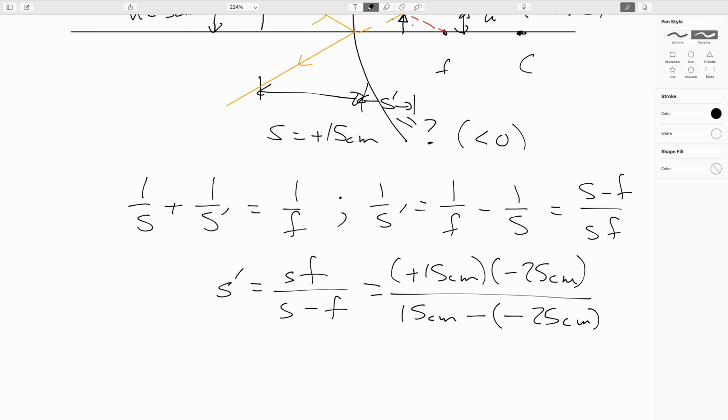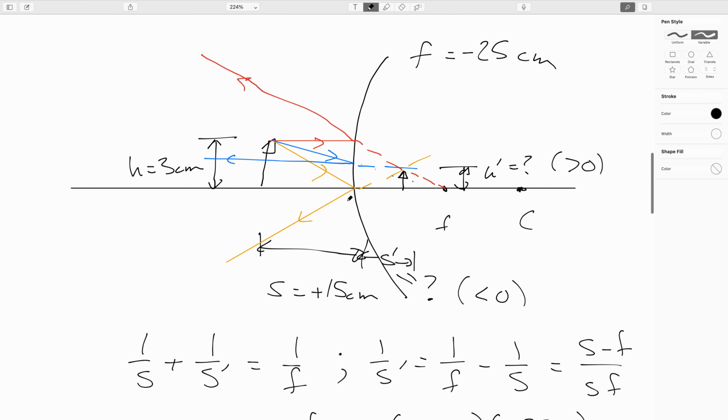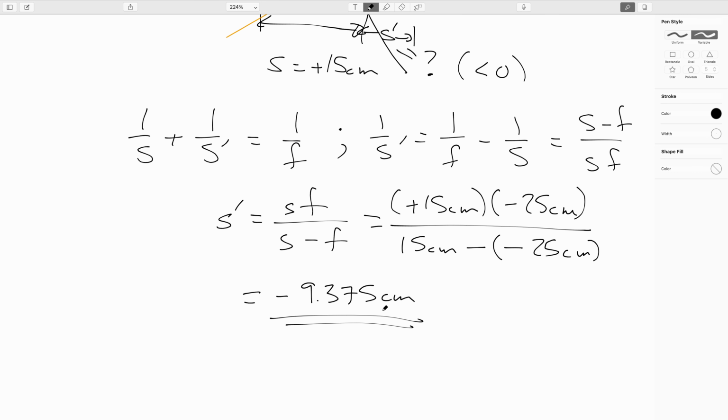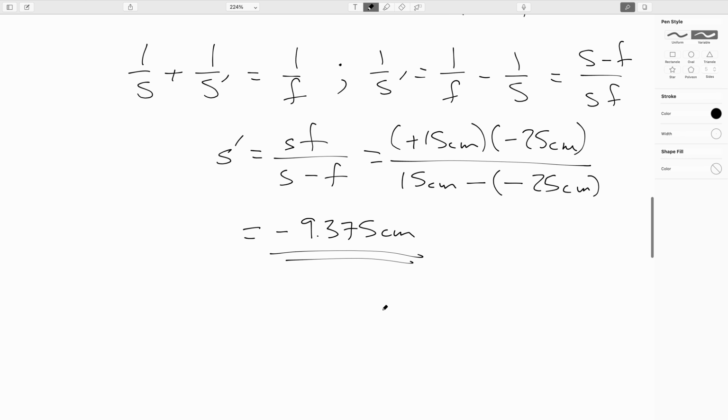All right, so this gives us an image distance of negative 9 3/8, so negative 9.375 centimeters. And this minus sign is very important. So it's telling us that the image is located behind the mirror. And we can also see from the drawing that it should be less than 15 centimeters away. And that is indeed the case. It's at minus 9.375, which is inside of negative 15.